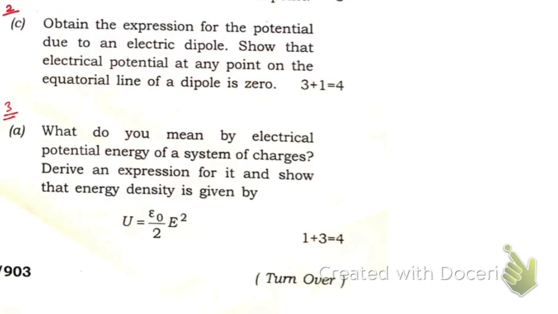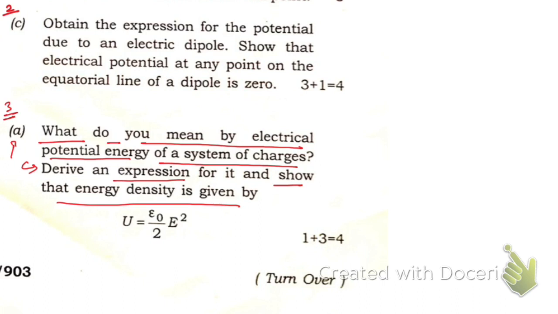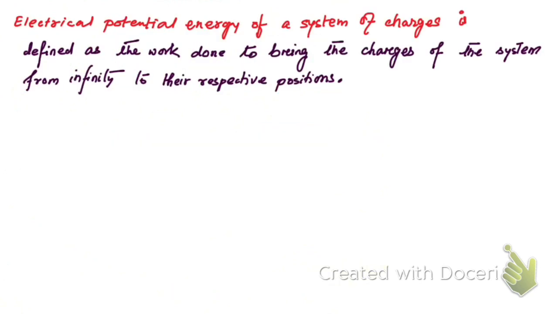Now let us solve question number 3a. So here you see, what do you mean by electrical potential energy of a system of charges? Then we need to derive an expression for this, and also we need to show that energy density is given by this, right? So now let me start with the explanation. What is electrical potential energy of a system of charges? Okay, so let me go to the new slide. Here is the answer.